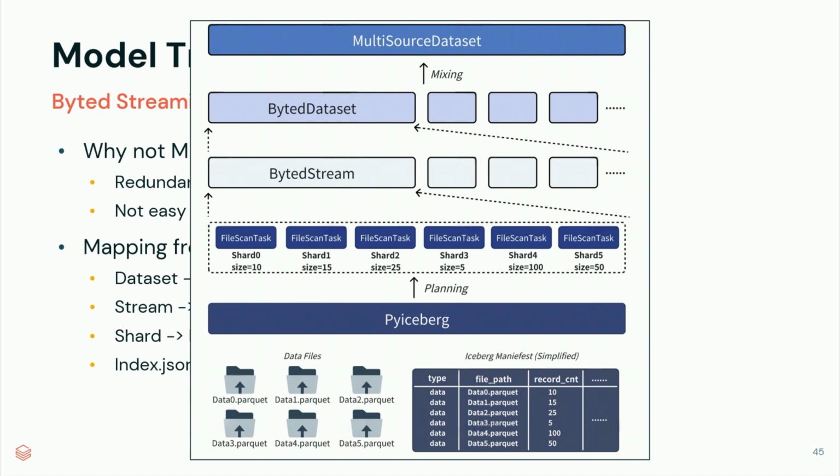So here's the process of ByteDance Streaming reading from the Magnus table. The multi-source dataset is a mixture of some ByteDance datasets, which is our internal version of the streaming dataset. And a ByteDance dataset, similar to the streaming dataset, will contain multiple ByteDance streams. And a ByteDance stream is just equal to a Magnus table. So we can get the shards of the stream by planning file scan tasks from the Magnus table, then wrap them to be the shard objects of the streaming.